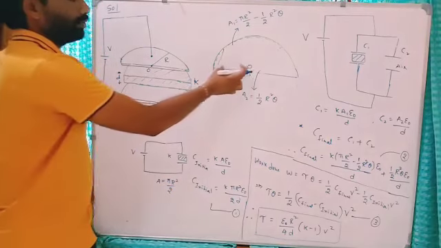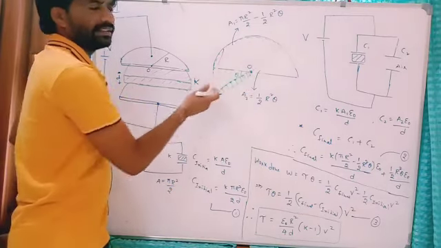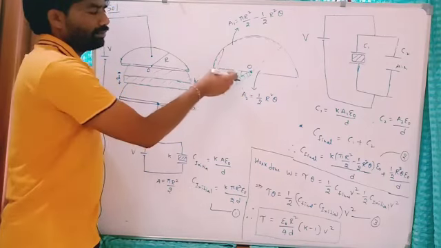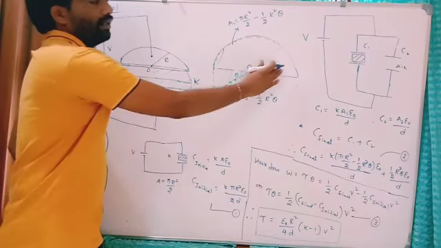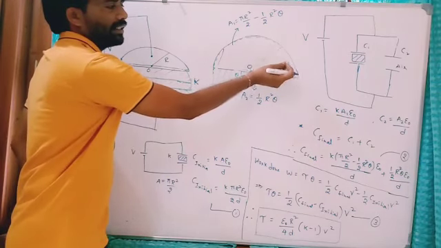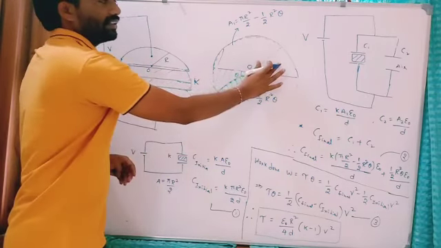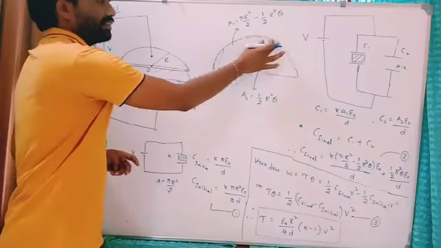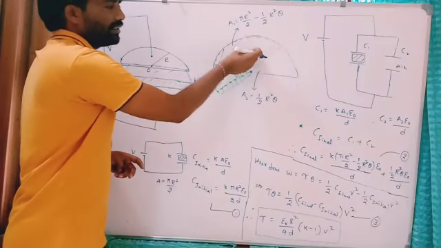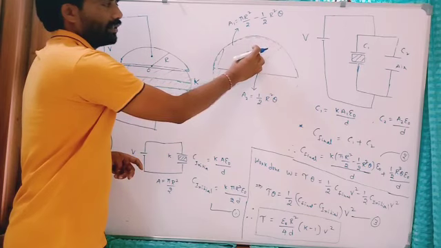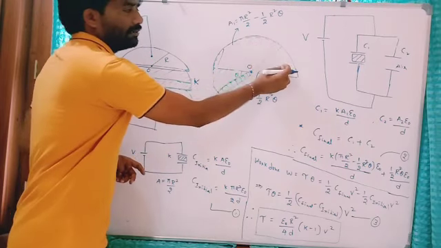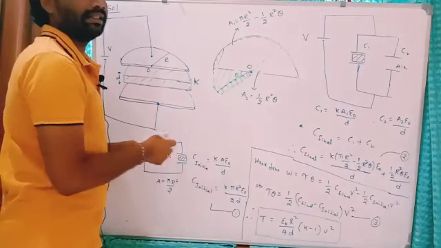Now if it is rotated through an angle theta like this, some part of the dielectric material will come out, and some empty space is created between the plates of the capacitor. This is the empty space, and this is the space which is still with dielectric material. This area is occupied with dielectric material. This is the empty space with air.